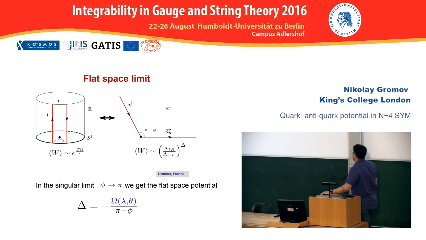So what happens in this limit when phi goes to pi is, of course, you should observe the Coulomb potential, which depends on the difference between phi and pi, which becomes a distance on the cylinder. And then omega is a non-trivial function which we want to find.